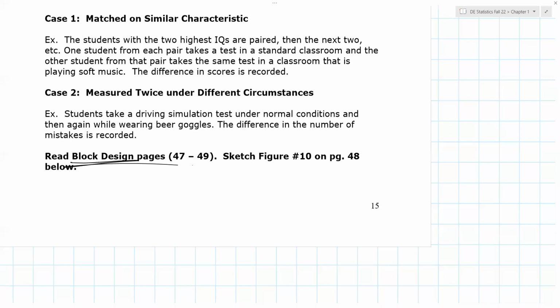All right, that is the end of chapter 1. We will start chapter 2 next.